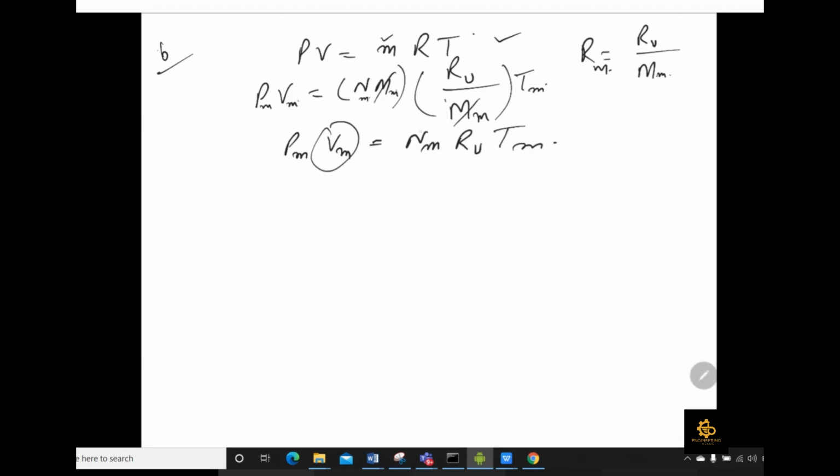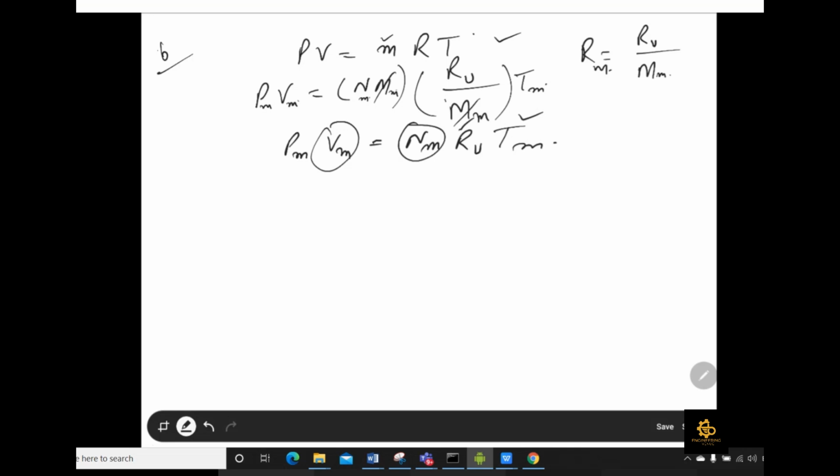Okay, so now here the issue is we do not have the value of this value, this value we do not have, we have this value from table A1, and we have this value from previous part, which is part A. Okay, so first thing is we have to find these two values, which is Vm, volume of the mixture, and the mole, number of mole for the mixture.